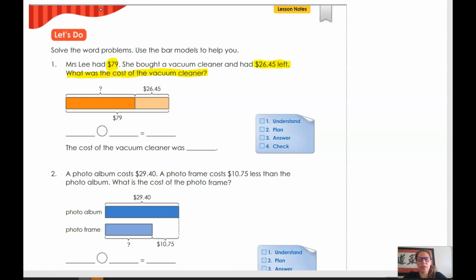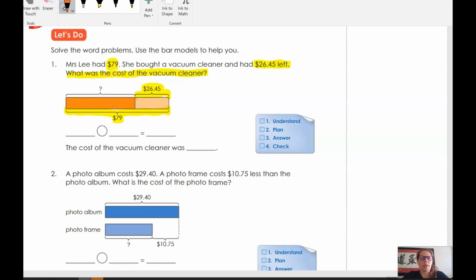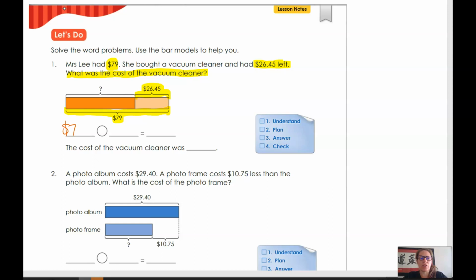So we've done the understand, now the plan. We're going to plan a bar model. So here in our bar model, the whole bar represents $79. This light part that I'm highlighting now is the money she's got left. So we know we need to do a subtraction. It's always the large number first. So we're doing $79 minus $26.45. So we're up to the answer section. We've done the understand, we have planned it, and now we're up to the answer.